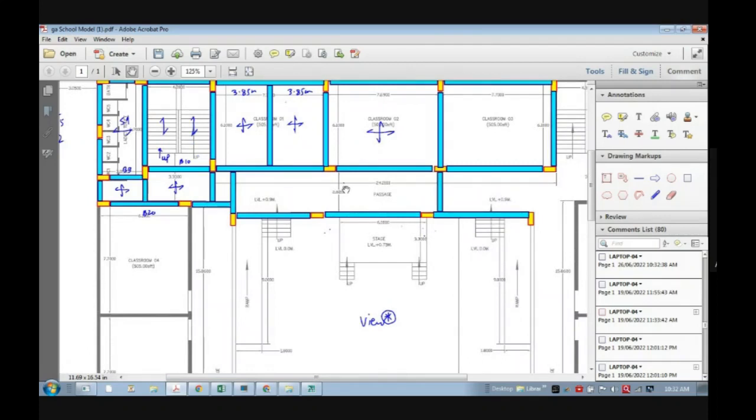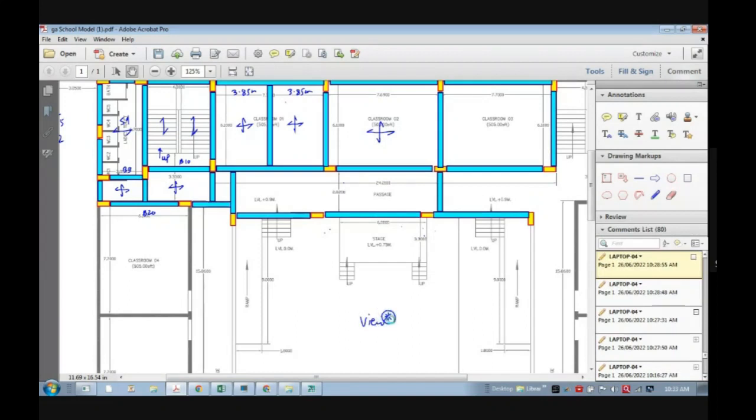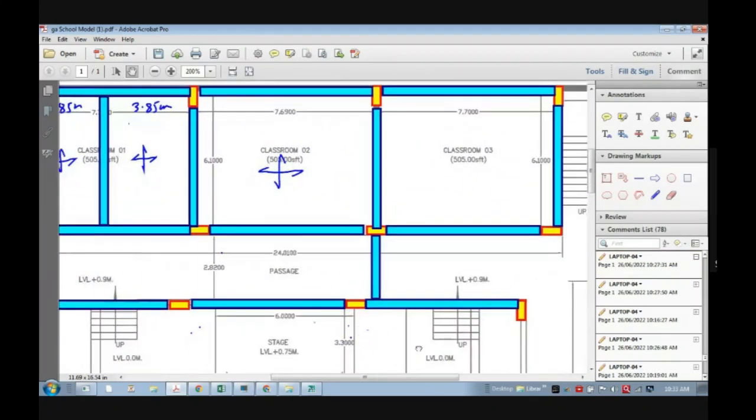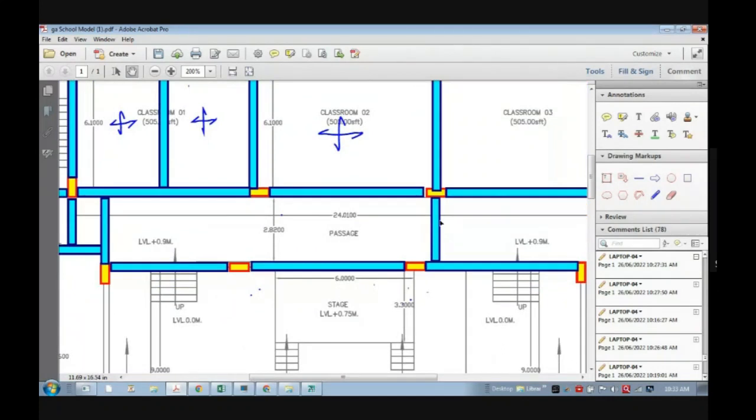Now, I ask you whether we should provide this beam or not. Yes, sir, we should provide it. Why? Sir, depending upon the span, the span is 2.8 meter. So in order to keep the columns and in order to keep the frame intact, there should be a beam.